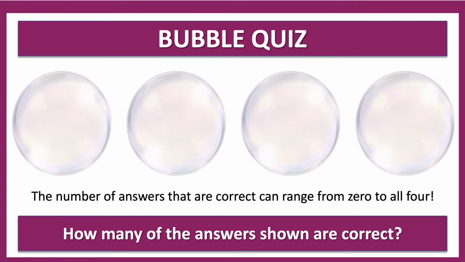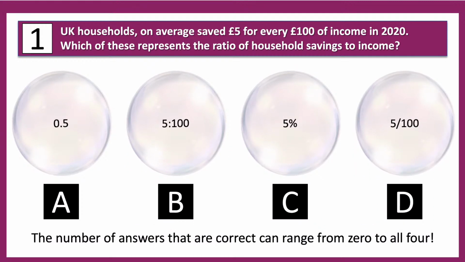So in case there's anyone out there that isn't familiar with how these work, we're going to ask you a question and then you need to decide how many of the answers are correct. Maybe none of them are, one of them, 2, 3, or maybe all of them are right. So Jim, can we have the first question, please? So here we are. UK households on average saved £5 for every £100 of income in 2020. Which of these represents the ratio of household savings to income? Remember, it might be none of these, all of these, or anything in between. So have a think, add your answers to the chat.